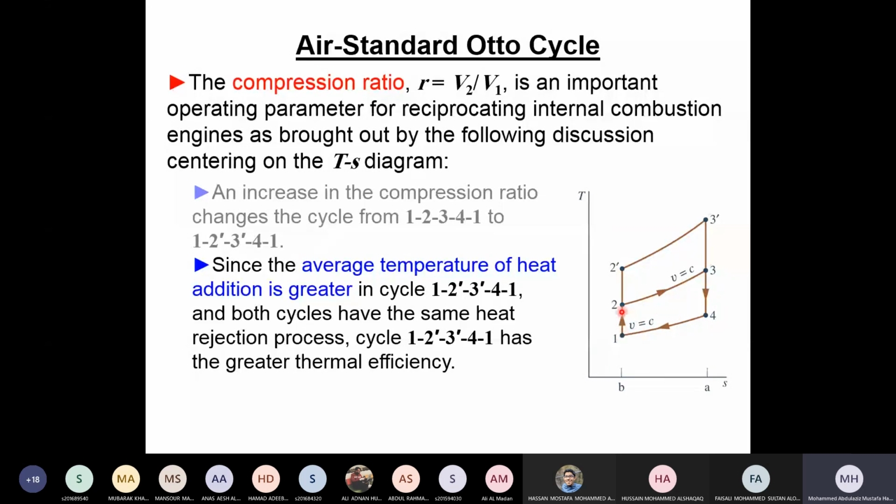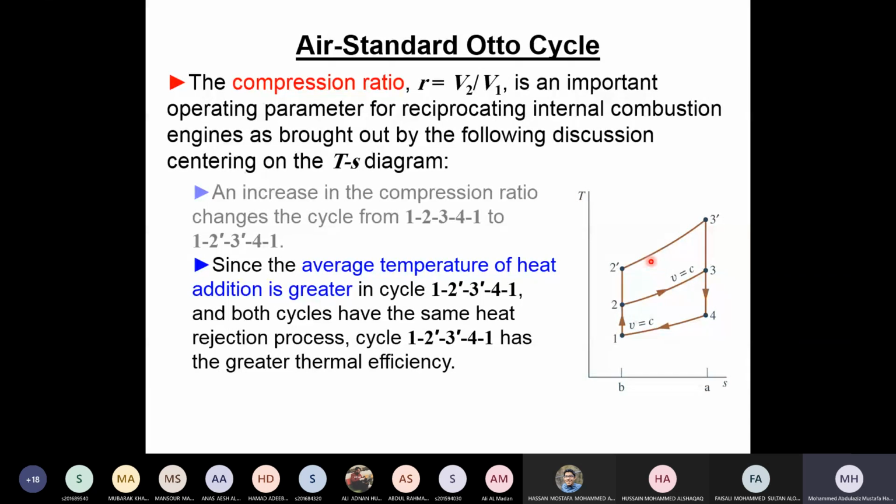What I have done here, instead of 2, I increase the compression ratio here, then it reaches 2 dash. Therefore, we have increased the power and we have improved the efficiency. Why improve the efficiency? Because TH has increased here. This is why I'm saying that R is a very important figure here. Whoever will find R is more, then the efficiency is more.